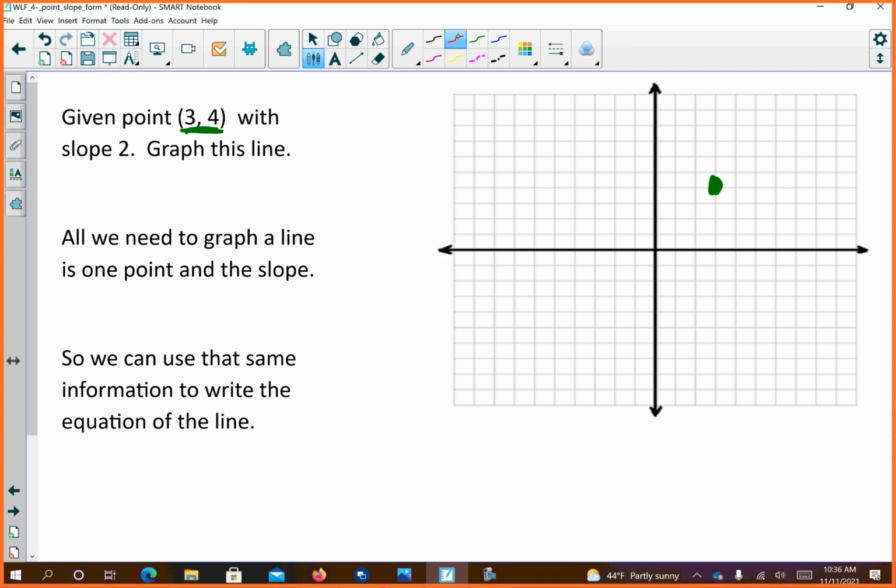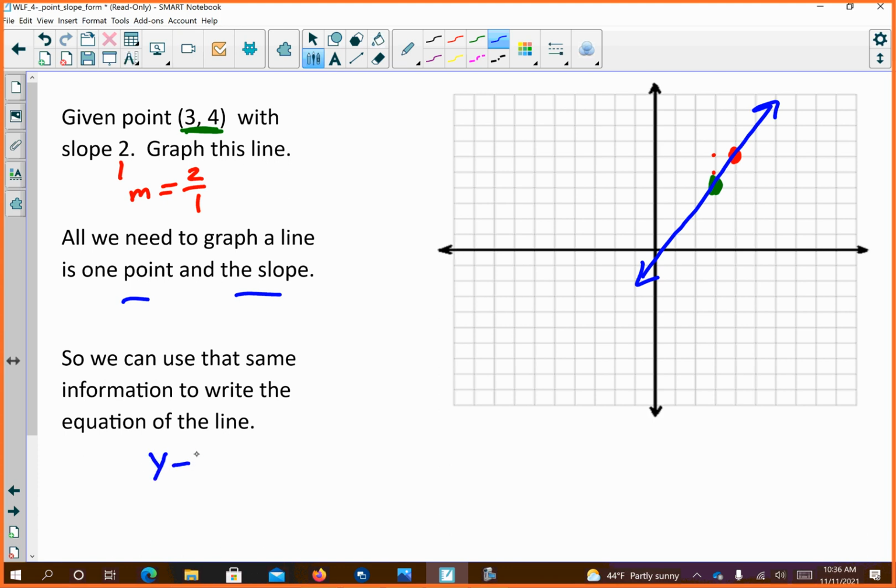Okay? So then they tell us, hey, we have a slope of 2. So I'm going to take 2 and I'm going to make it 2 over 1. That way it gives me a vertical and a horizontal component. So from here I'm going to go up 2 and right 1. Graph my line. We need to graph the point and the slope. We did that. We can use the same information to write the equation.